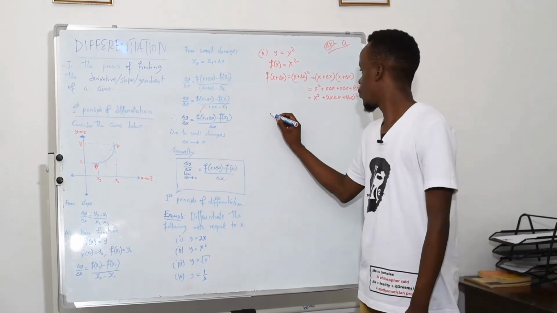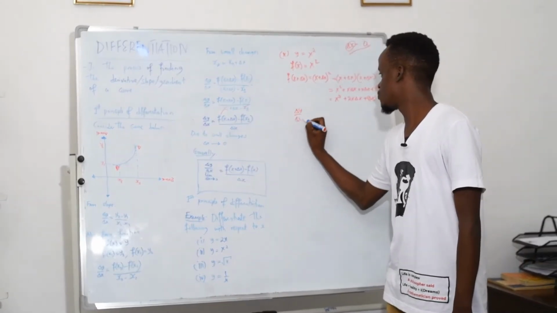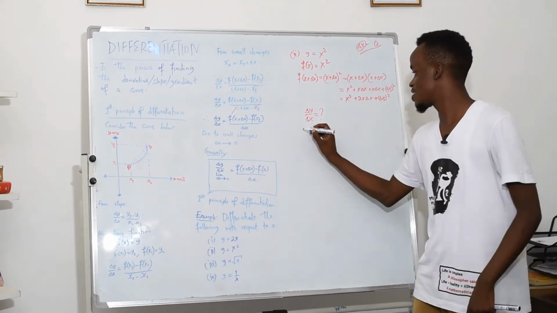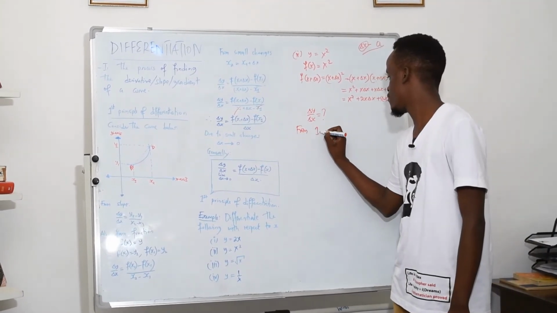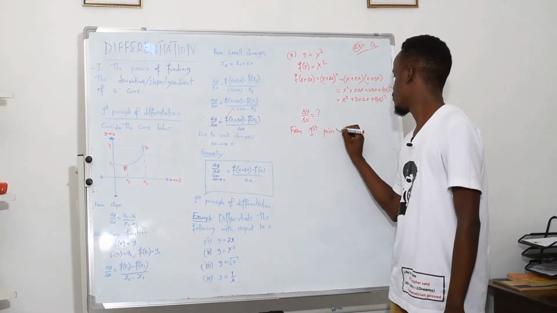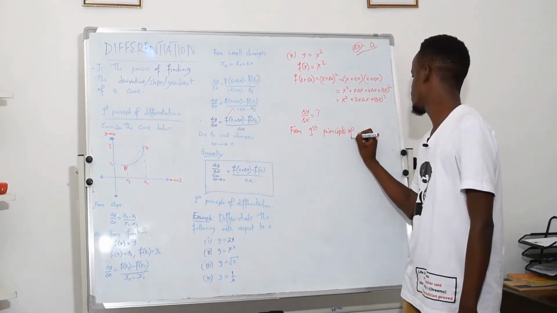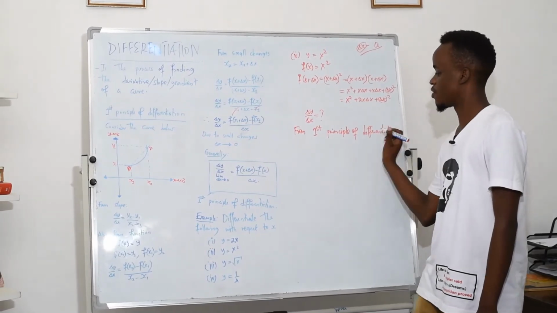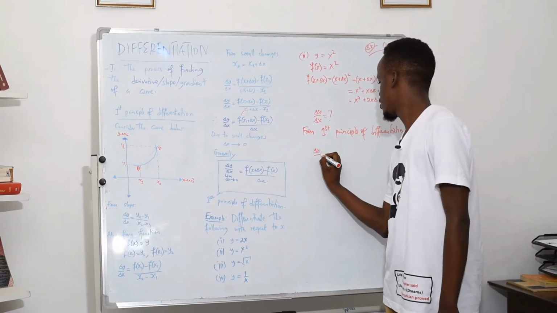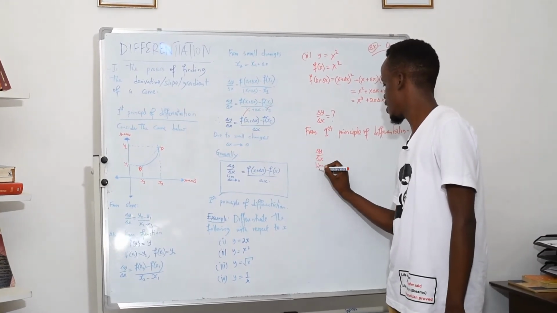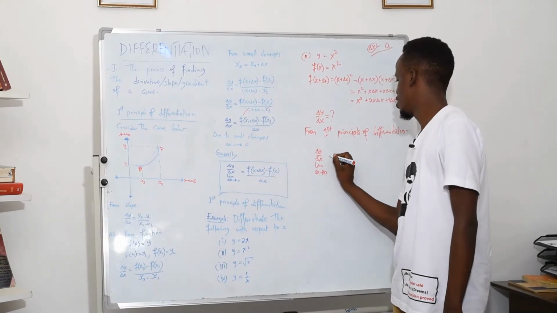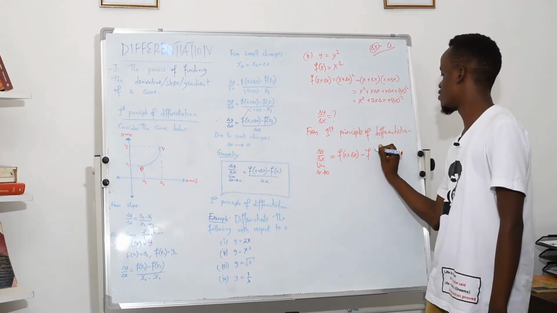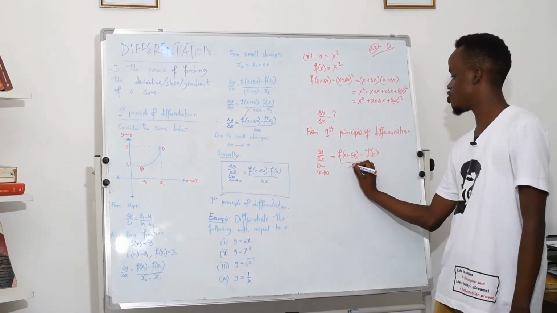Also, what are we going to find? We are going to find the slope. What is the slope? Change in y over change in x. Then from the first principle of differentiation, change in y over change in x, under the limit as change in x approaches 0, equals f of x plus change in x. You subtract f of x, and you divide by change in x.